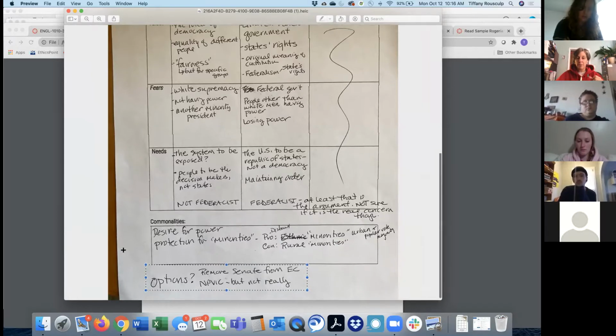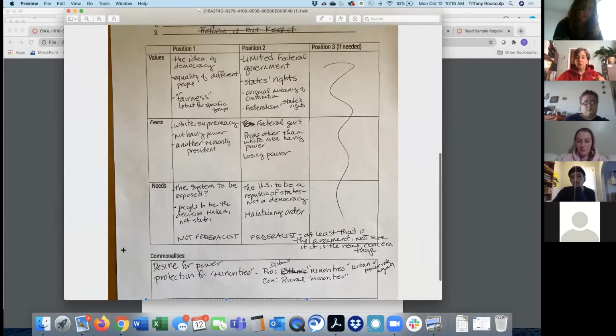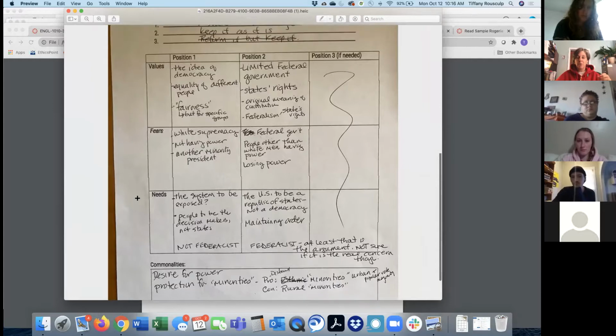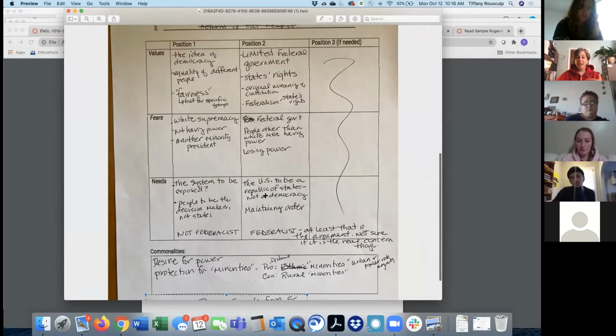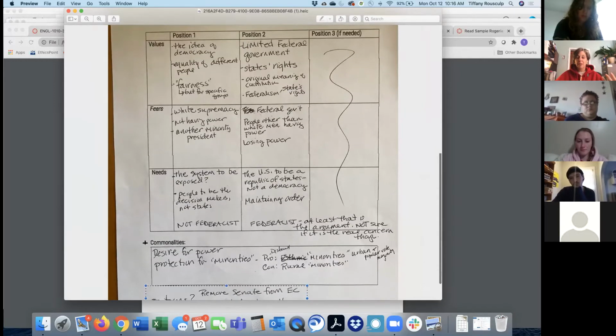So what you're going to do in your groups is I'm going to put you into groups based on your topics. And I want you just to talk through what are the values, fears, and needs of the different positions. And I want you to see if you can find the commonalities. And that's all you're looking for. You're not looking for what you think. You're not looking for what somebody else thinks. I don't want you arguing with each other at this point. I want you looking for these different values.